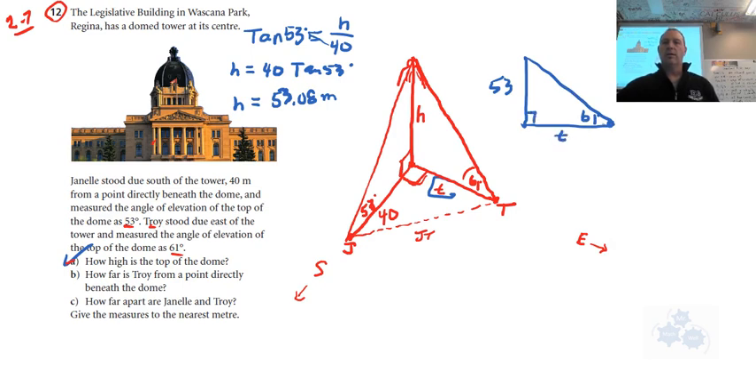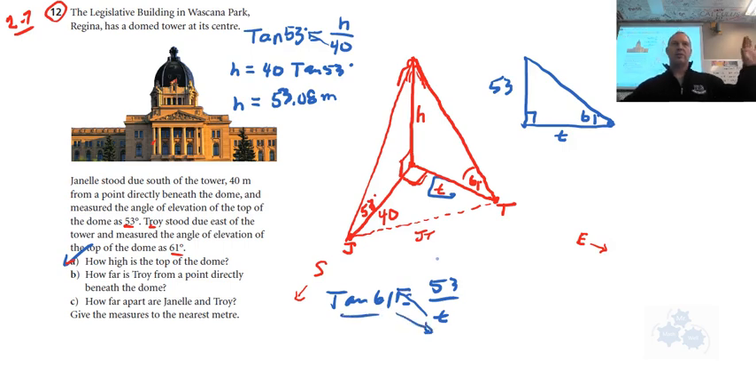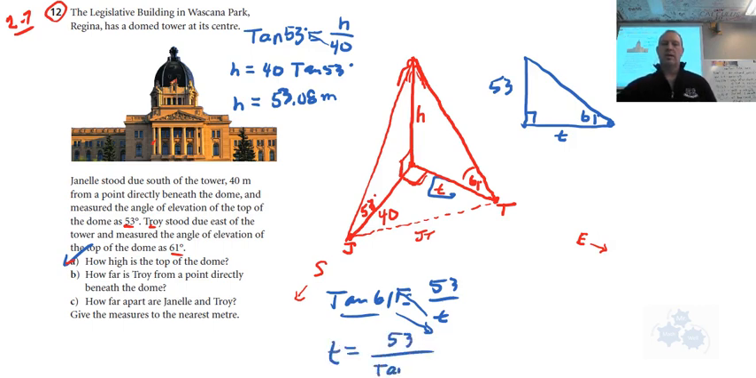See? I have opposite and I have adjacent. So what trig function is that? Tan. Yeah, very good. We're going to do tan again. So let's do it down here. Tan 61 equals opposite 53 over our unknown side. Good. Multiply this up there and divide both sides by this. So t and tan of 61 trade spots. So that's why t is 53 over tan 61. Right? See that?